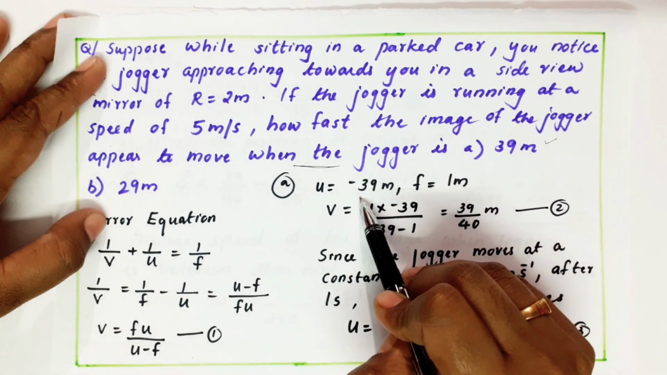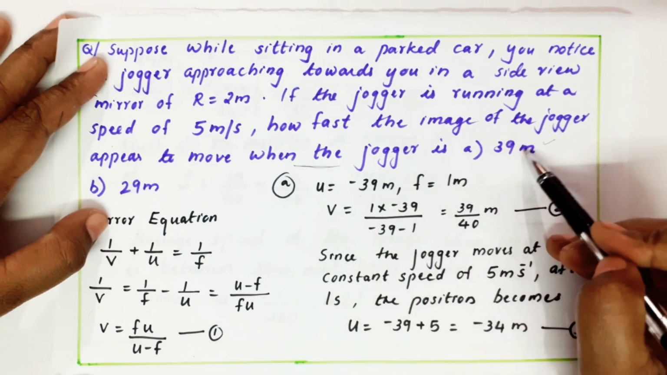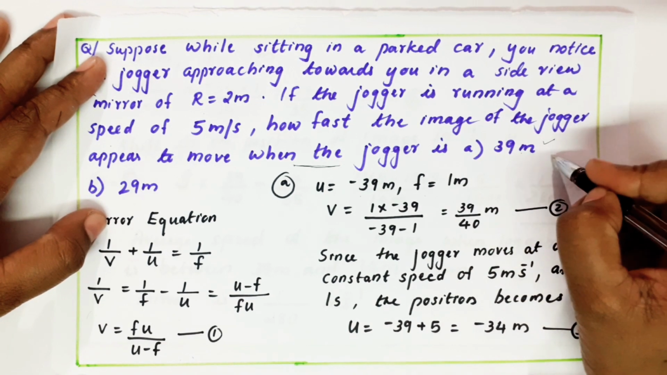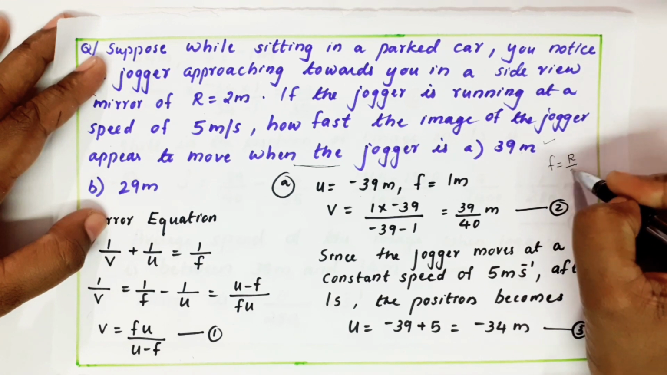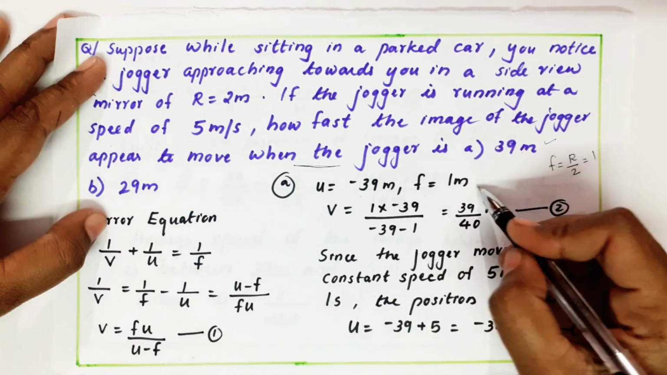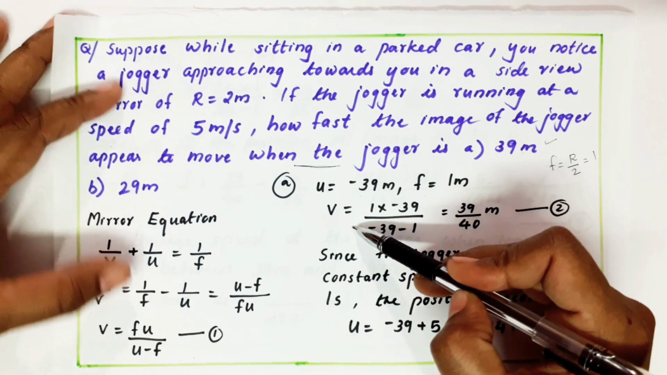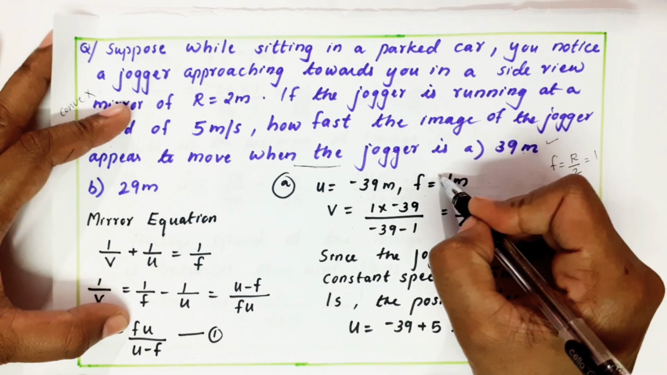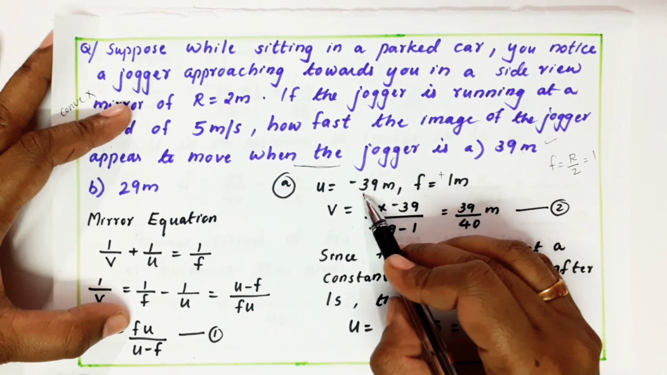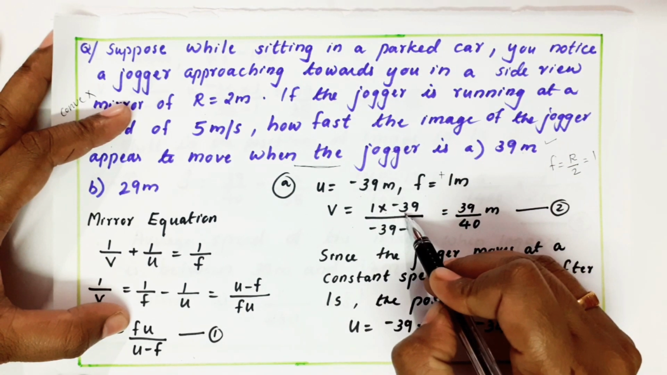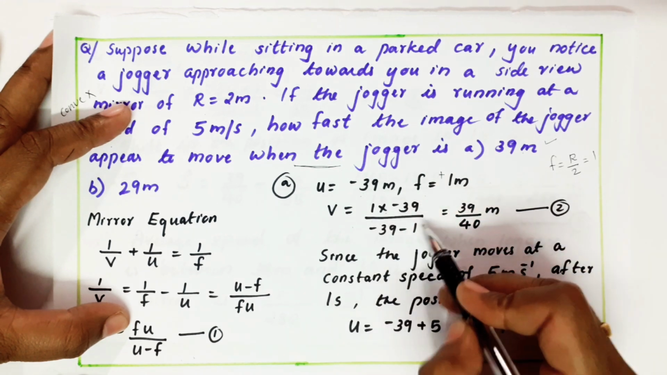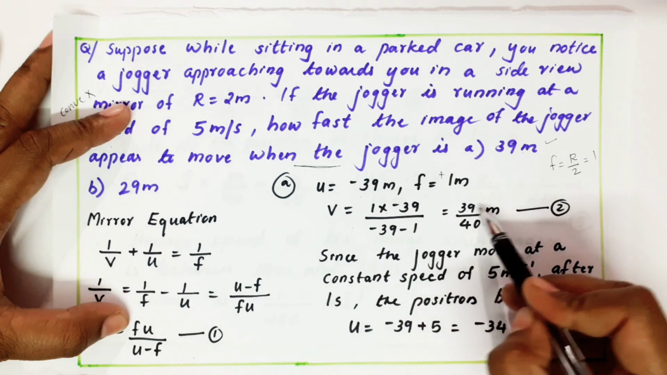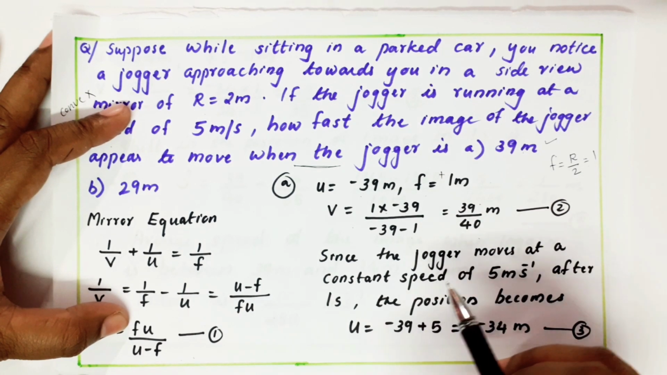Now you take your condition. u equals minus 39 meter. What is f? f is nothing but r by 2, so it is 2 by 2 is 1, so it is 1 meter. Substituting the value 1, as it is a convex mirror, focal length is positive only. 1 into u, according to sign convention u should be negative, minus 39 by u minus f, that is minus 39 minus 1, equals 39 by 40 meter.